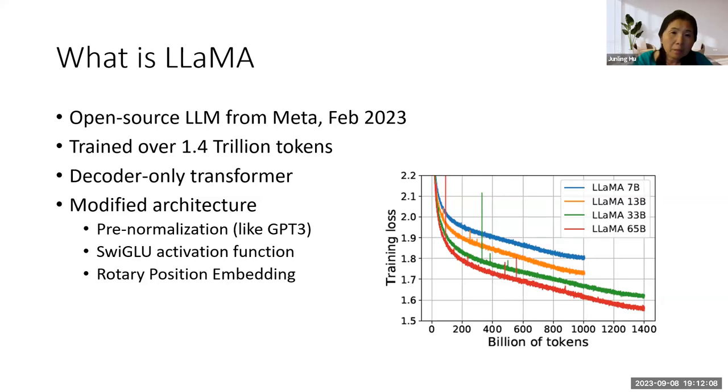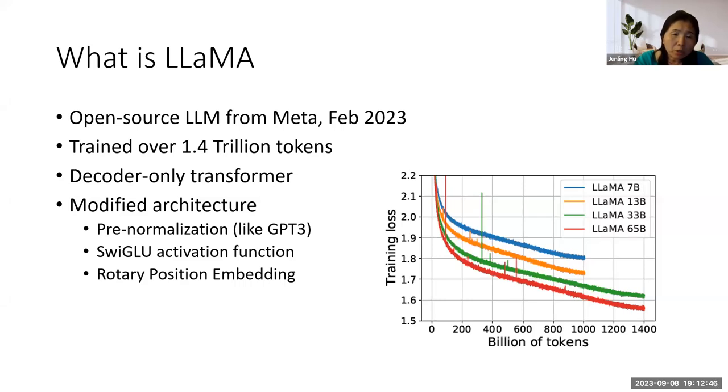That's why for Llama they built the largest collection of training data, 1.4 trillion tokens. And they haven't even reached the limit. At 1.4 trillion, the error rate still decreases. So that's one thing about Llama. Secondly, Llama uses a decoder-only transformer architecture. In my workshop, we went into detail about the decoder architecture.